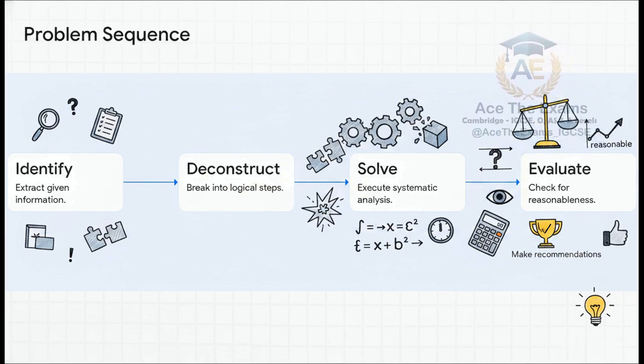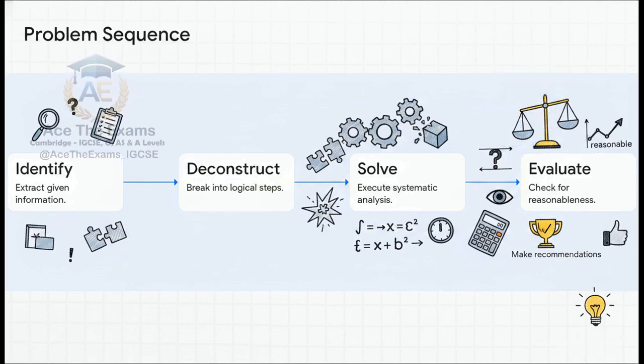Fourth, verify your results. Take a step back and ask, does this estimate actually check out for reasonableness? Does this magnitude make physical sense? And finally, if the question asks for it, make justified recommendations based on your findings. This is the exact rhythm and flow the examiners are desperately looking for when they grade your paper.